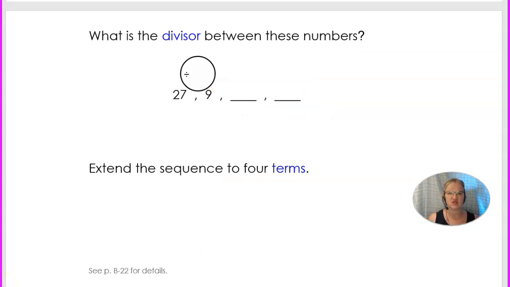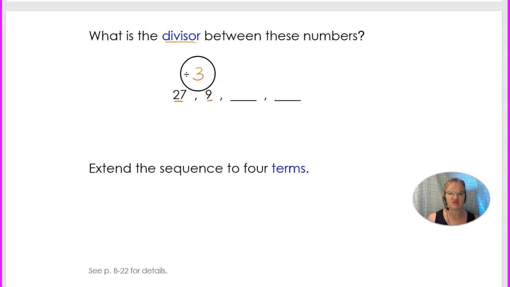This one here is just one more example. What's the divisor between these numbers? Remember, the divisor is the number we are dividing by. Well, we can think of it the other way, right? What times 9 will give us 27? We know it's 3. So 27 divided by 3 is 9. And if you don't know your division yet, if you're not sure about your multiplication facts, just keep working on them. And by the end of the year, you'll have them.